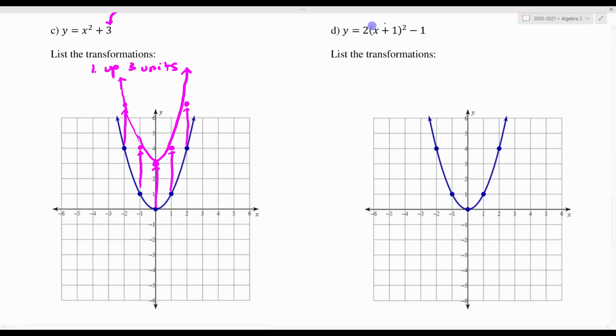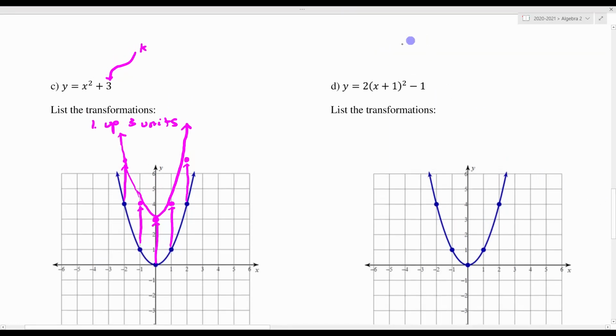All right, so when we get to something like this that has several transformations in it, we see all of it here. We see this 2, that's the number in front of the parentheses, that's our a value, this number inside of the parentheses, that is our h value, and this number here on the end, that is our k value. So it looks like we have three transformations happening, so let's go ahead and list those out.